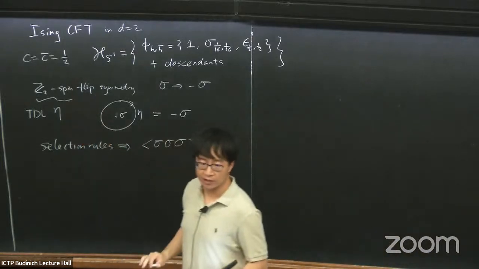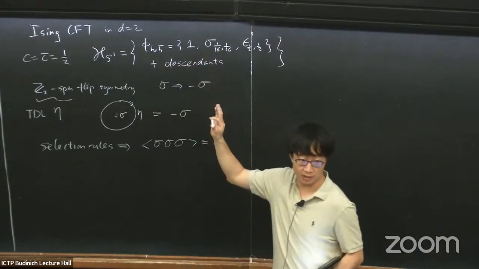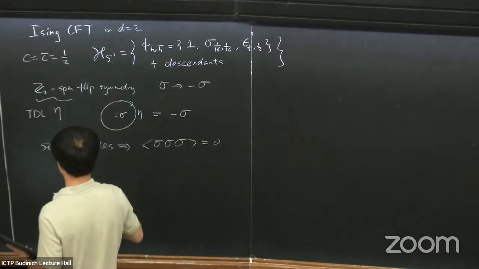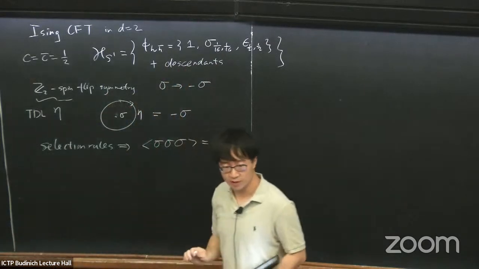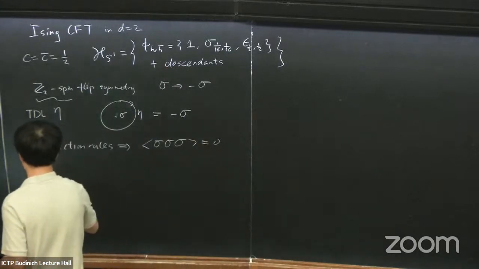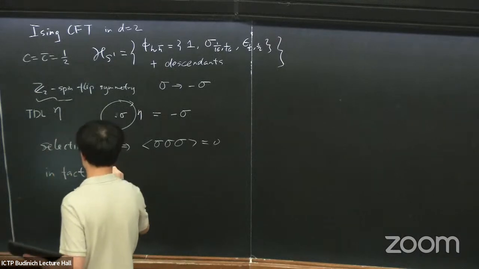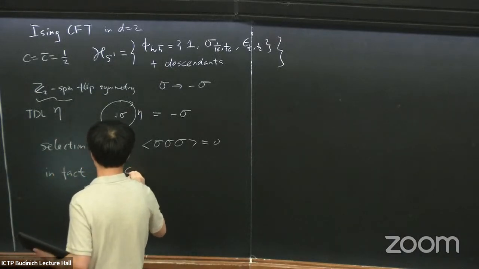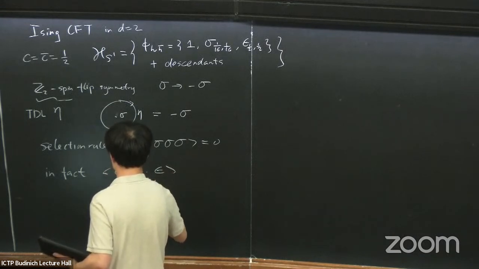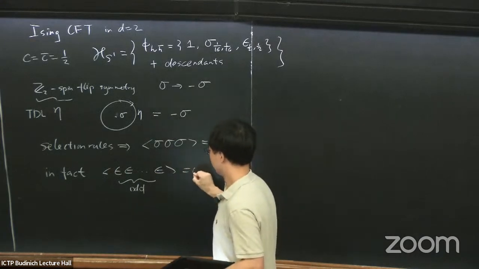But this CFT is very simple. It's so simple that you can actually compute all the correlation functions of these operators. I will not explain the technology, but you have to trust me that you can compute all the correlation functions. After you compute them, you will discover that, in fact, there's some other kind of hidden selection rule that says any correlation function that involves an odd number of epsilon operators inserted at arbitrary points is again 0.